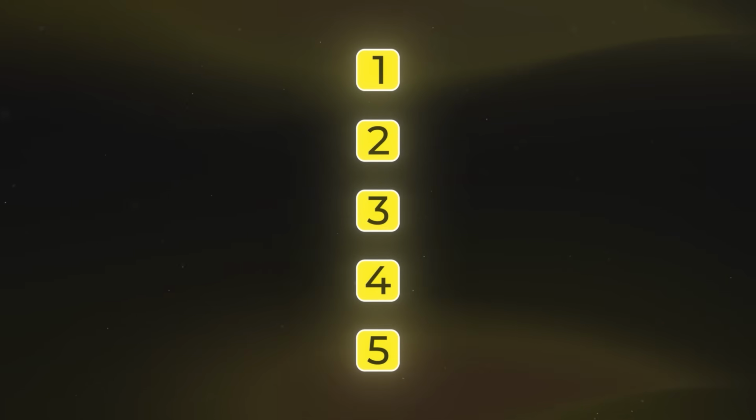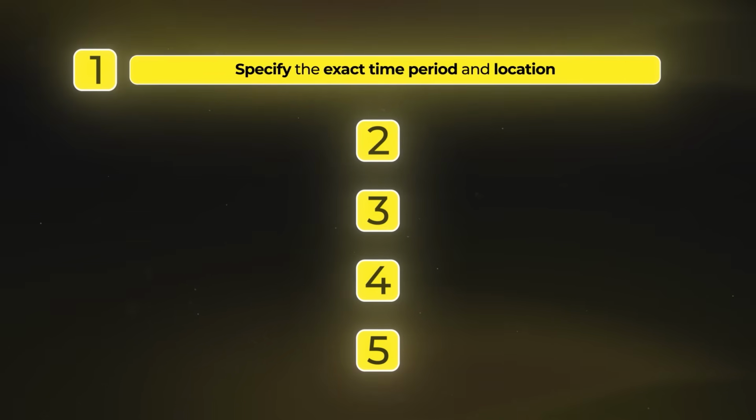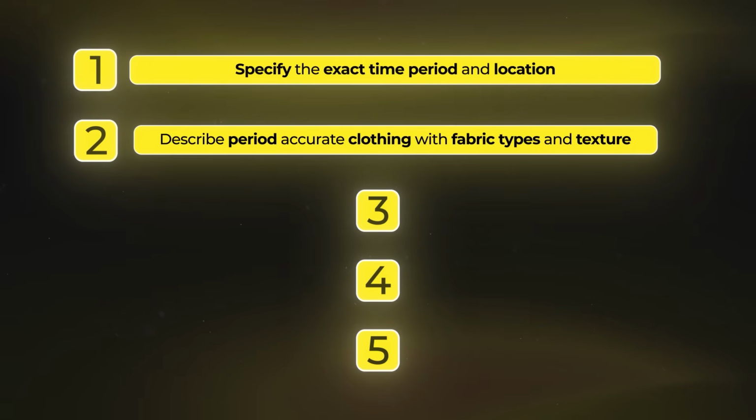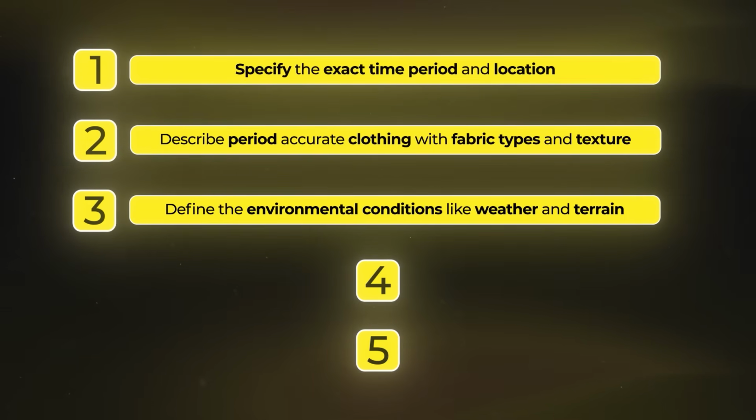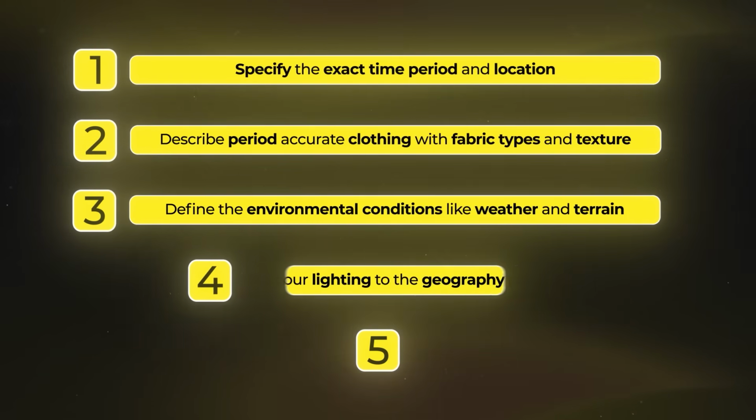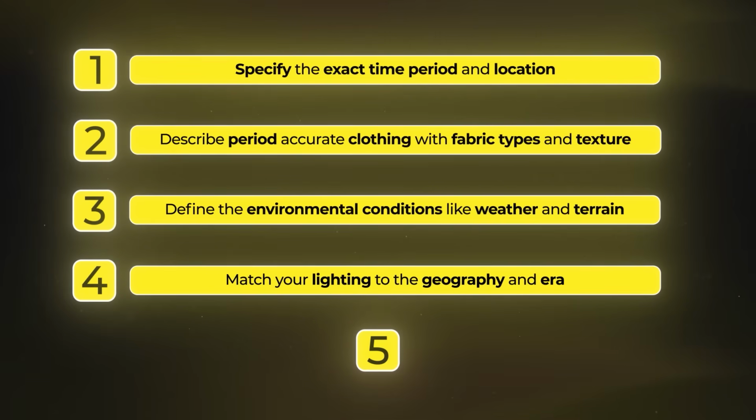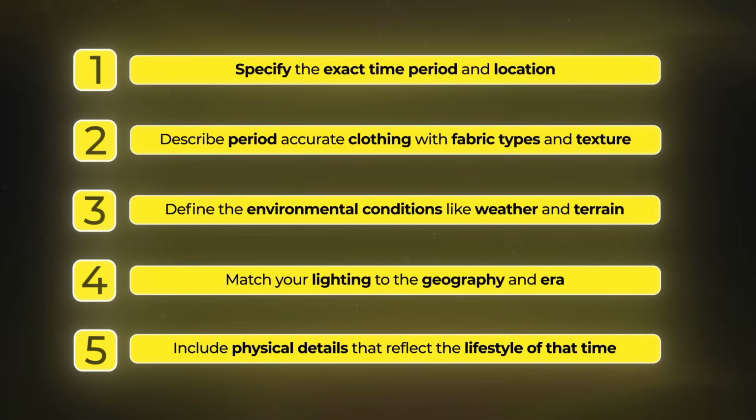Now before I show you the results, let me give you the framework for creating historical videos. You need 5 key elements. First, specify the exact time period and location. Second, describe period-accurate clothing with fabric types and textures. Third, define the environmental conditions like weather and terrain. Fourth, match your lighting to the geography and era. And fifth, include physical details that reflect the lifestyle of that time, like sun damage or dirt.